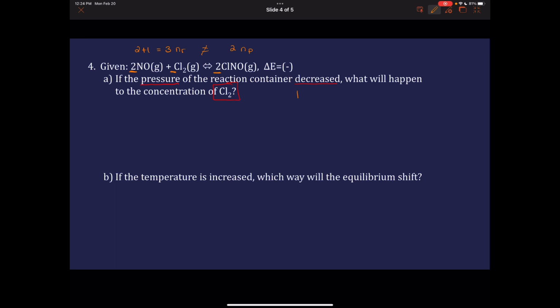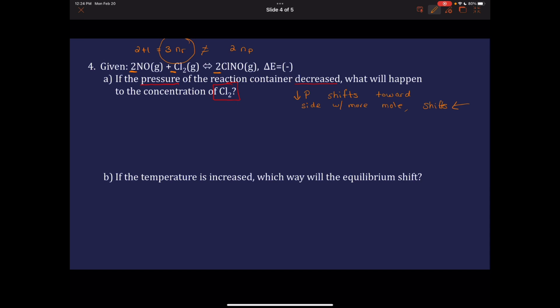So here we are decreasing pressure. If we decrease pressure, remember my reaction is going to try to bring that pressure back up, and we get greater pressure by having more moles. So decreasing the pressure will cause my equilibrium to shift toward the side with more moles. My reactant side has 3 moles, my product side has 2. The side with the most moles is the reactant side. So it's going to shift in the reverse direction.